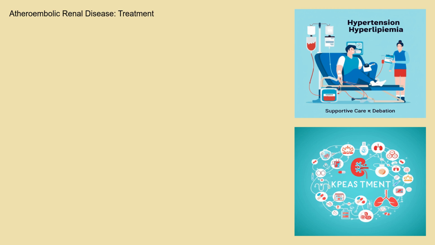Unfortunately, there is no specific cure for atheroembolic renal disease. Treatment focuses on supportive care and managing the symptoms. This may include controlling blood pressure, managing fluid balance, and providing dialysis if kidney failure develops. In some cases, statins may be used to stabilize atherosclerotic plaques and prevent further embolization, although their effectiveness in established atheroembolic disease is debated. Antiplatelet medications may be considered to reduce the risk of clot formation, but their use must be carefully weighed against the risk of bleeding. Controlling underlying risk factors such as hypertension, diabetes, and hyperlipidemia is also crucial.